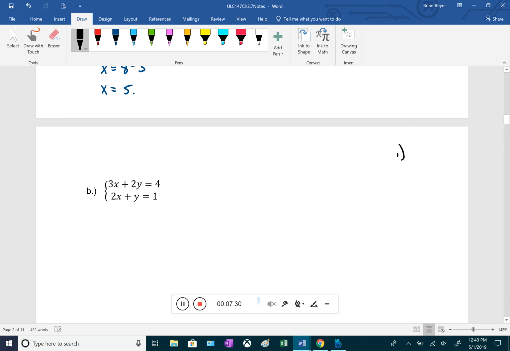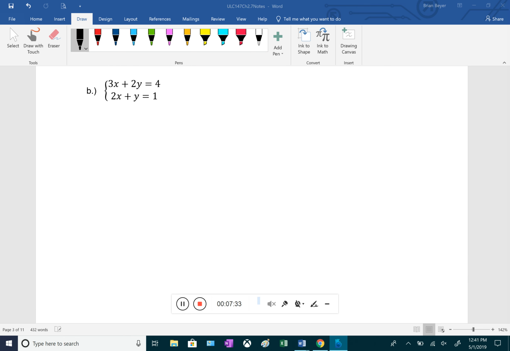Okay, so let's do another one here. So we have 3x plus 2y equals 4 and 2x plus y equals 1. So we want to pick which variable to solve for. I think this variable is going to be the easiest to solve for once again, because there is a coefficient of 1 on it, so we won't have to divide by anything to get the y by itself. So solving for y from 2x plus y equals 1, we have to subtract 2x on both sides, so we get y equals 1 minus 2x.